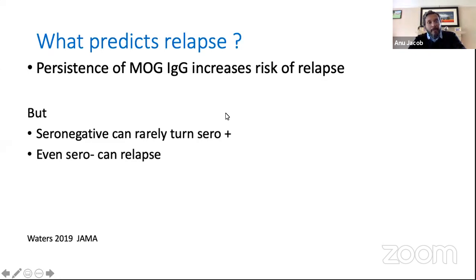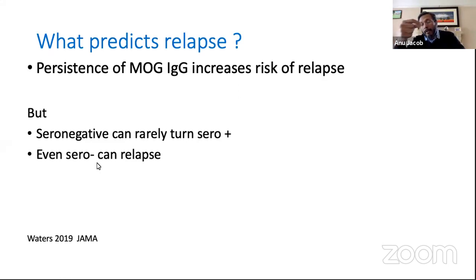If you think about AQP4-NMO, the antibody is present. We think it never really goes away, and low levels are sufficient to cause relapse. While in MOG, the antibody may disappear. But as we saw, some patients who are seronegative or borderline negative can turn positive, and even if seronegative, a small proportion can relapse.